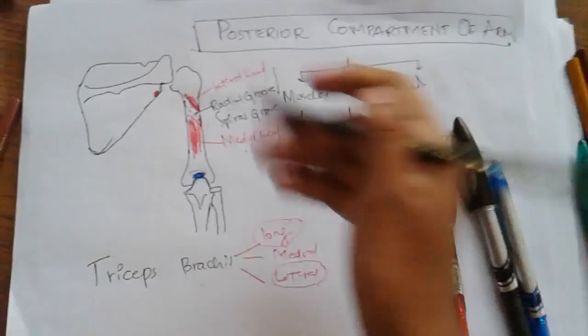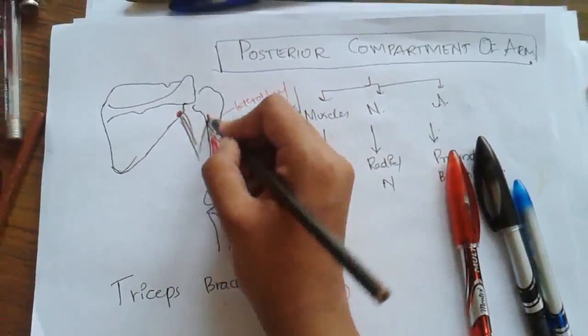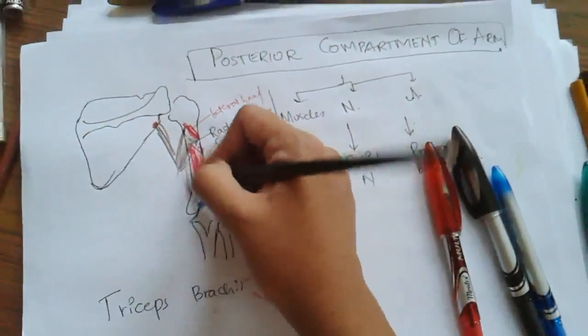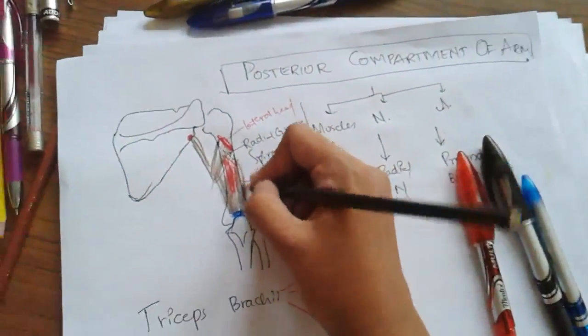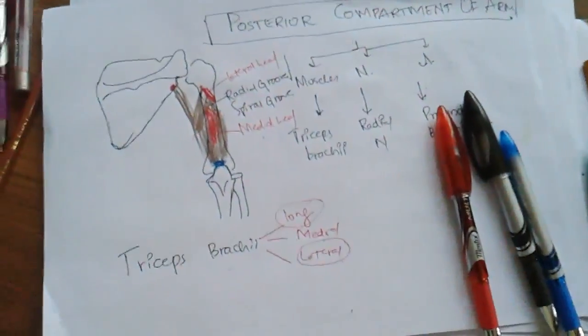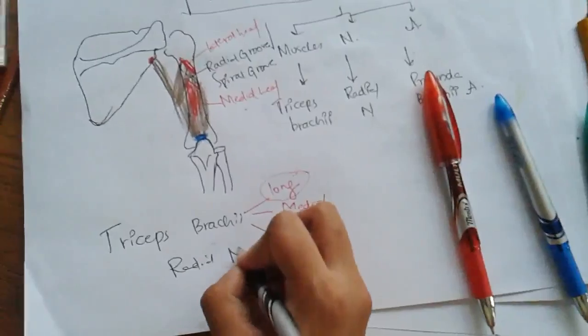So now if you draw the muscle, how does it look? Like this, and from the lateral head they are like this, and from the medial head they are like this, and all of this comes and joins like this. So this is which muscle? Triceps. And the nerve supply is the radial nerve, as I said.